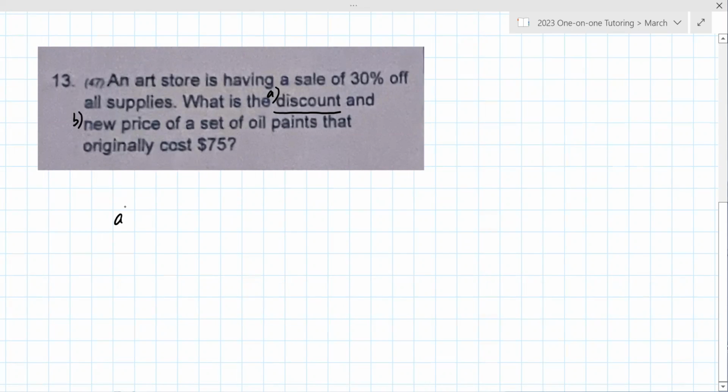So part A is to determine 30% of 75. A couple of ways to do this. You can actually just multiply 30 times 75 or 0.3 times 75. That's kind of option one.